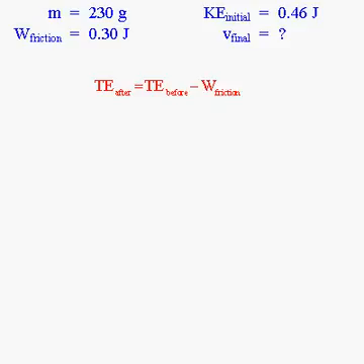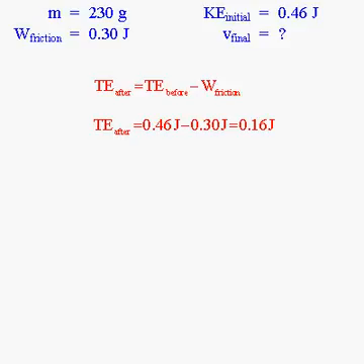Well, the car's rolling on a floor, so it has no potential energy. However, it does have kinetic energy. So, as it's rolling, its total energy is simply its kinetic energy. So the total energy before is simply 0.46 joules. The work that friction does is 0.30 joules. So the total energy afterwards is the difference between the two, or 0.16 joules.